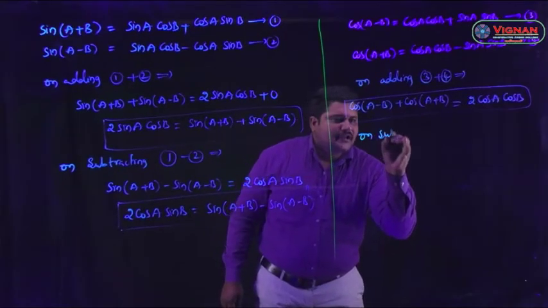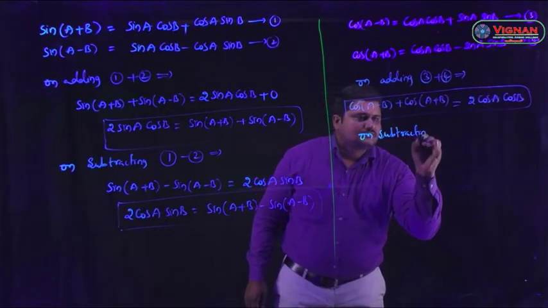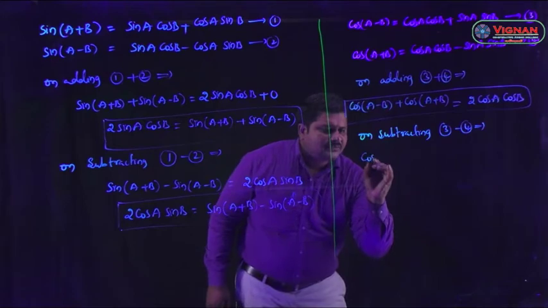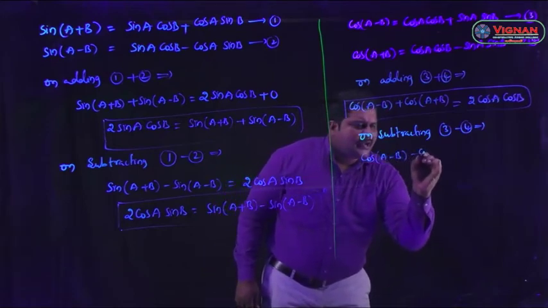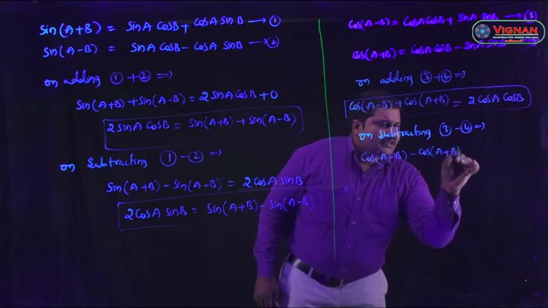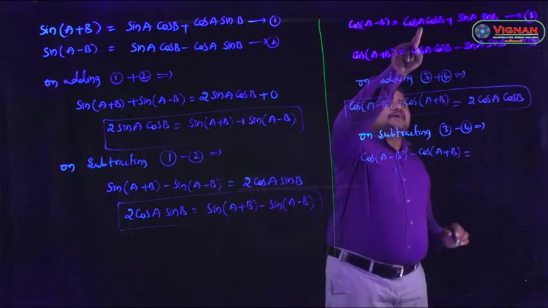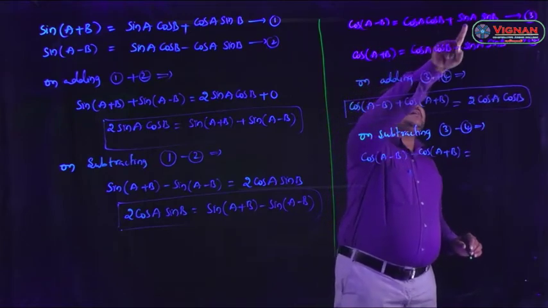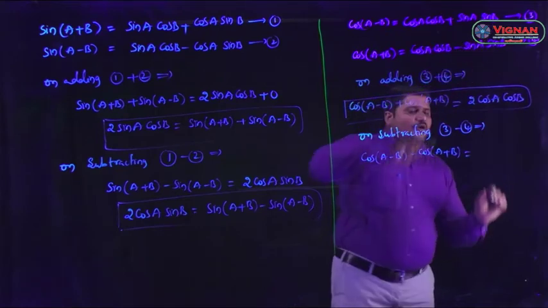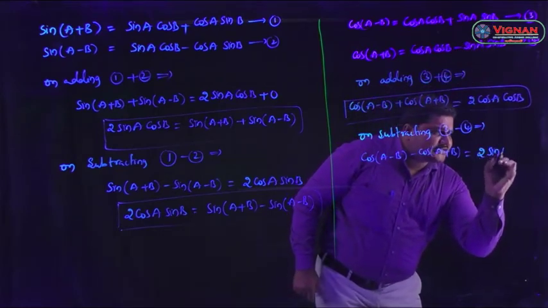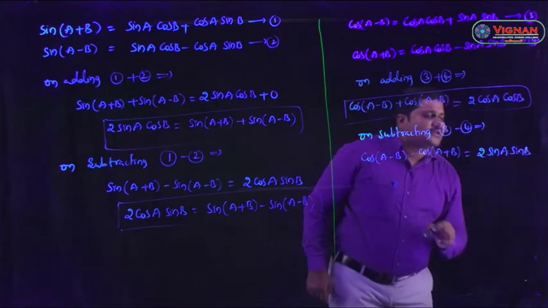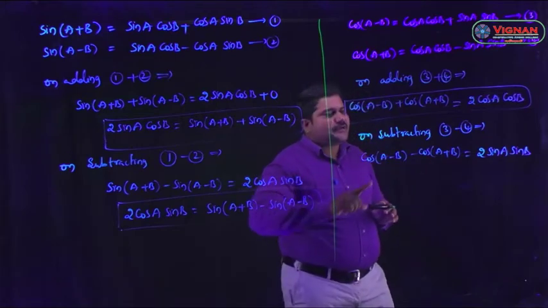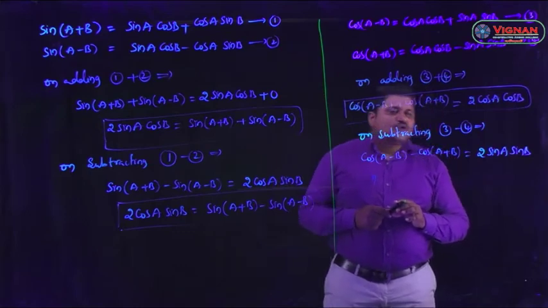On subtracting 3 minus 4, we get cos of a minus b minus cos of a plus b is equals to cos a cos b plus cos a cos b, which gets cancelled, and here sin a sin b plus sin a sin b, we get 2 sin a sin b. This is also one of the transformation formulae. Cos of a minus b minus cos of a plus b is equals to 2 sin a sin b.